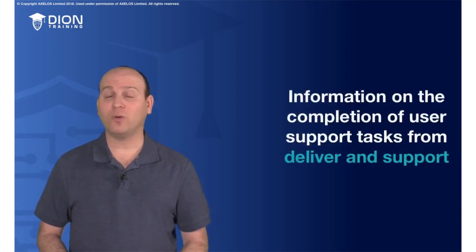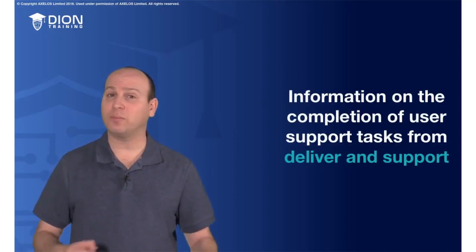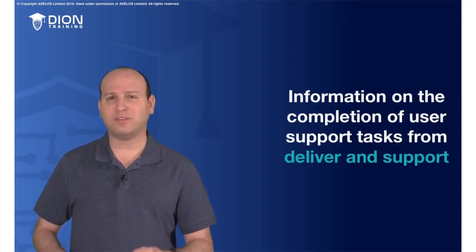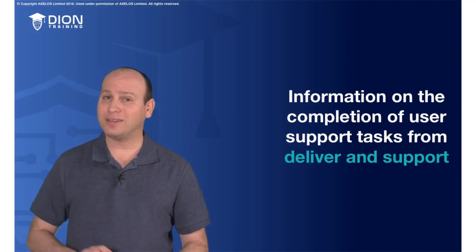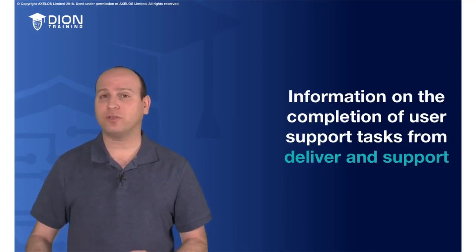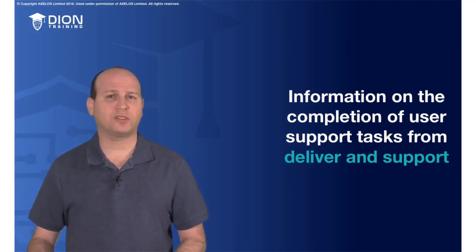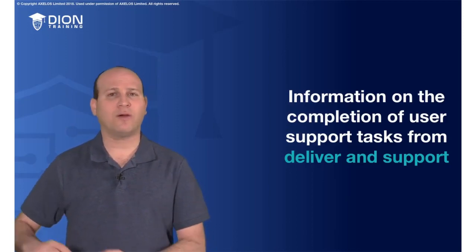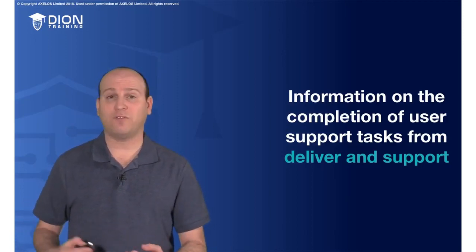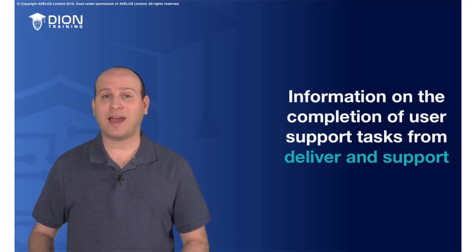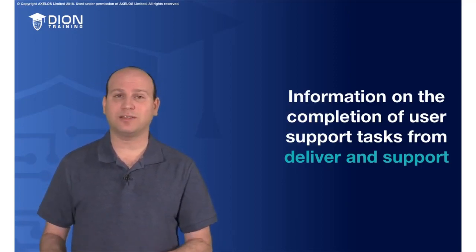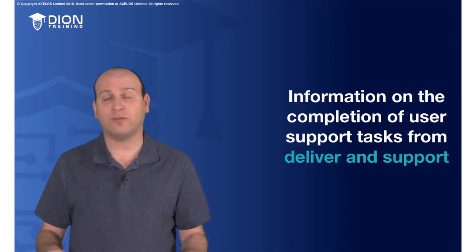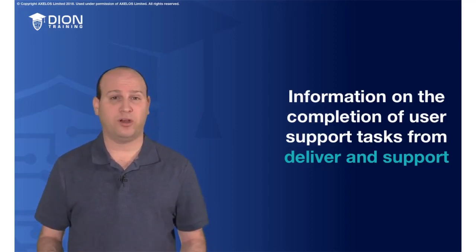Also, another input we have is information on the completion of user support tasks from delivery and support. One of the big things that your Engage is going to be working closely with is delivery and support, because in delivery and support, that's where your service desk comes into play. That's where your operations comes into play. That's where you're going to be reaching out and touching your end users and getting their feedback directly. So being able to look at that and feeding that information back through deliver and support into the Engage process and from Engage out to the other parts of the service value chain is really important.